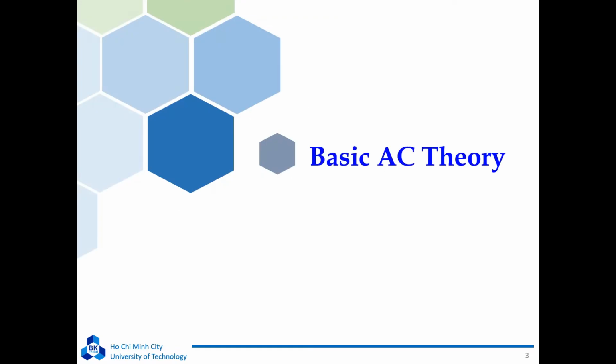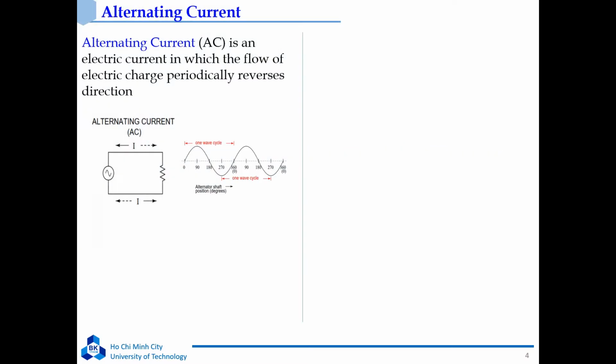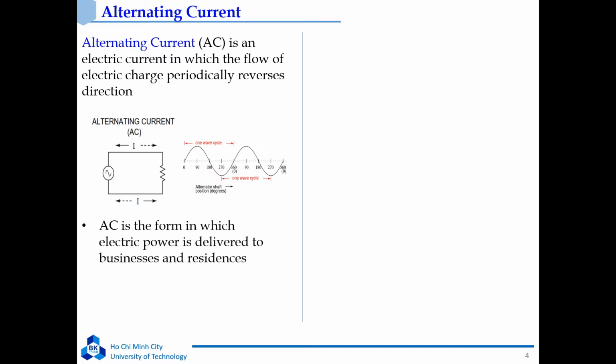Now we will discuss the basic AC theory. AC, or alternating current, is an electric current in which the flow of electric charge periodically reverses direction. And AC is the form in which electric power is delivered to businesses and residents. The usual waveform of AC in electric power circuits is the sine wave. And why is the waveform of AC a sine wave?